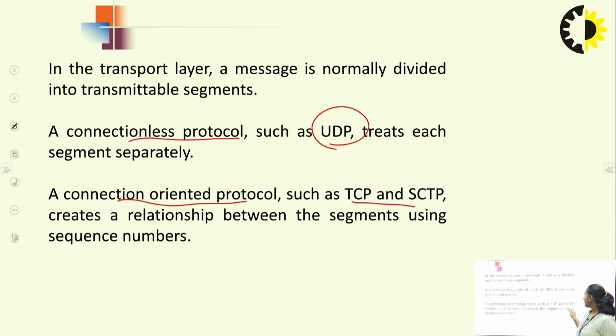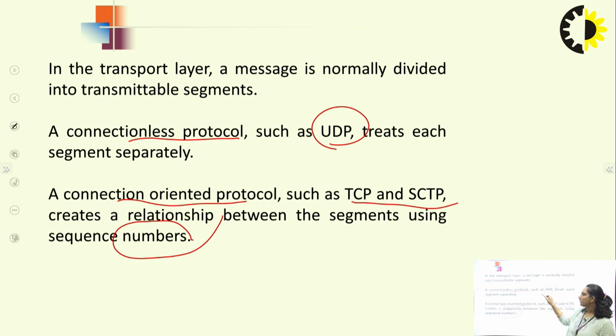TCP and SCTP are the two connection oriented approaches. We maintain a relation between segments by using a sequence number: 1, 2, 3 in increasing order. We see that this one is lower than that one, so we place it accordingly and reassemble it at the destination side, and we get our original message.